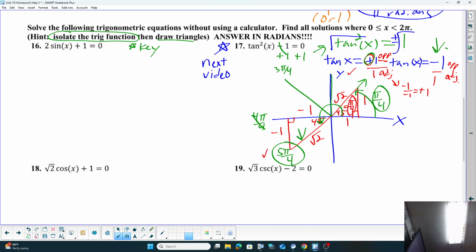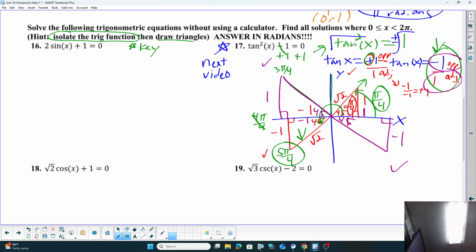Now we still have to do negative 1. Where is tangent equal to negative 1? Tangent is negative here and here. So we're going to draw the reference triangles. Again, it's still going to be 1, because opposite is negative 1, down here, and adjacent is positive 1. Over here this will be positive 1, and this here will be negative 1. So still 45, 45, 90 right triangles. Now we just need to find them in radians.